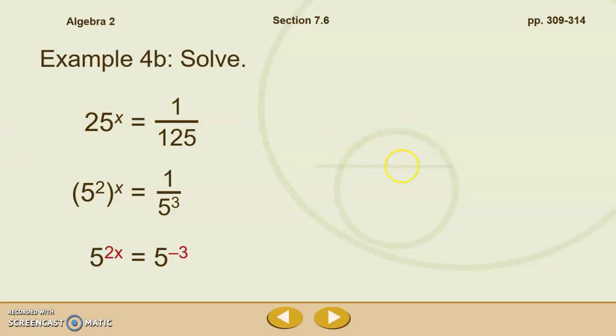Once my bases are the same, I know that my exponents are also the same. So 2x equals negative 3. At that point, we divide by 2 to solve for x, and we get x equals negative 3 over 2.